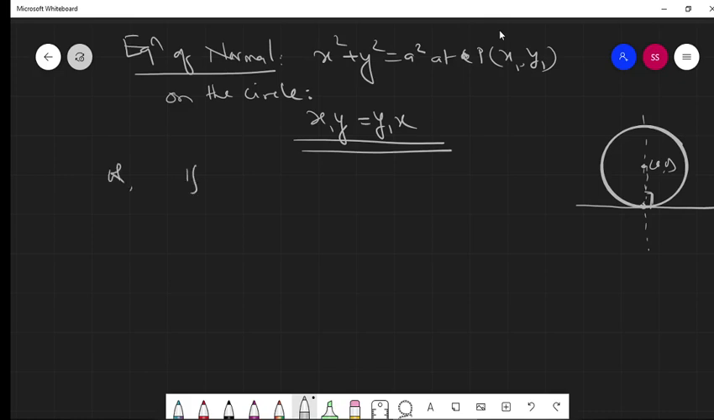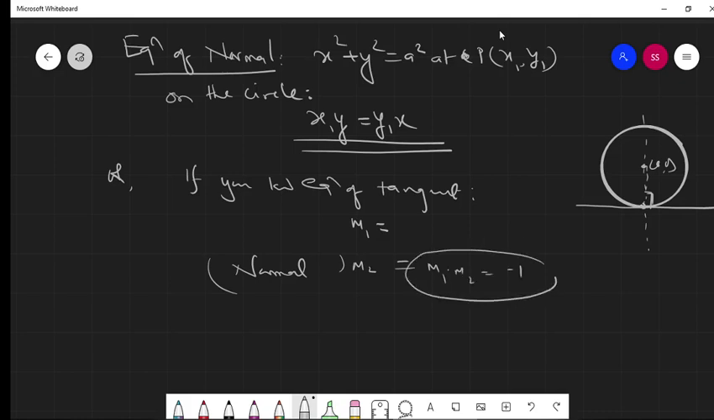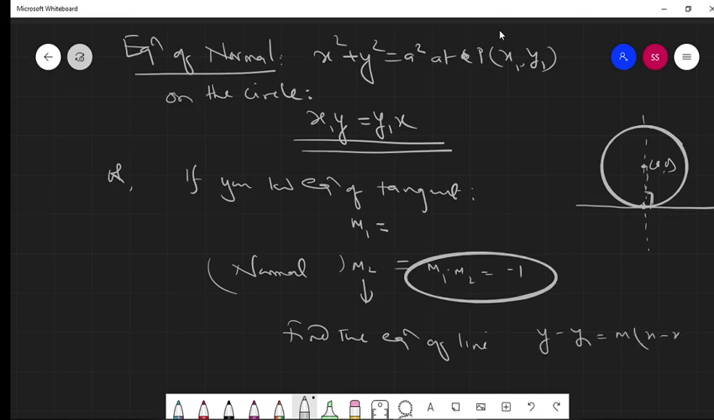Or if you know the equation of tangent, then find its slope, and the slope of normal is found using m1 times m2 equal to minus 1, because normal and tangent are perpendicular to each other. After finding the slope, find the equation of the line using y minus y1 equal to m times x minus x1, because the point x1 comma y1 is also given. In this way also you can find the equation of normal.